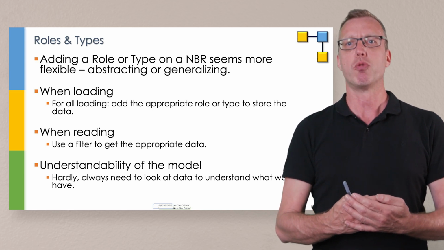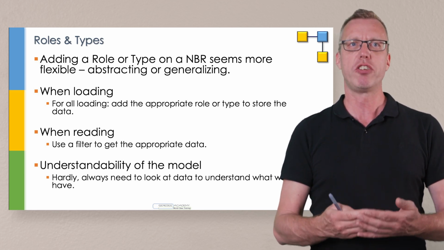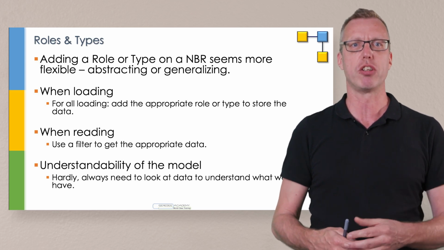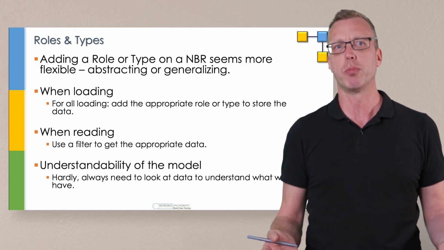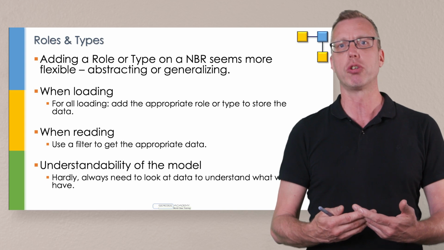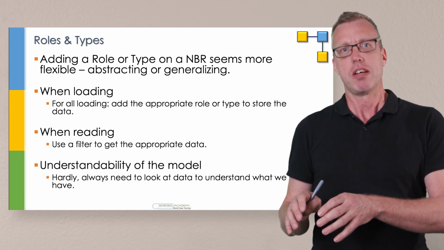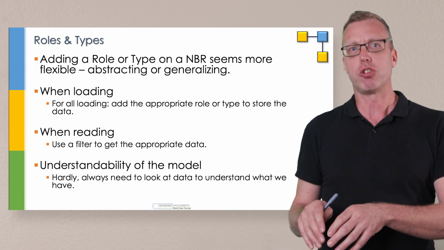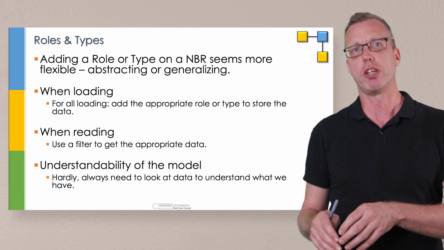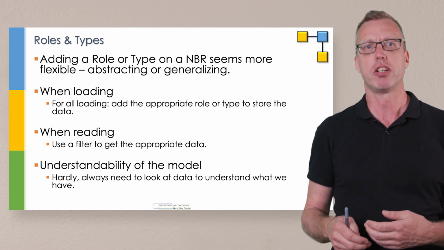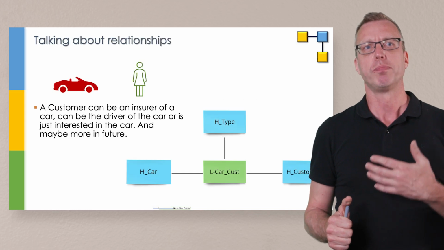And an even worse part is, when you have a relationship with a role or a type added to it, you don't understand the model anymore. It's very hard. You always need to look, oh, what kind of relationship do I have? Let me look at the data to see what kind of roles and types I have on that relationship. So that's not the way to go.